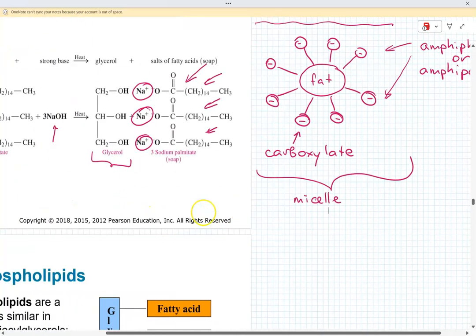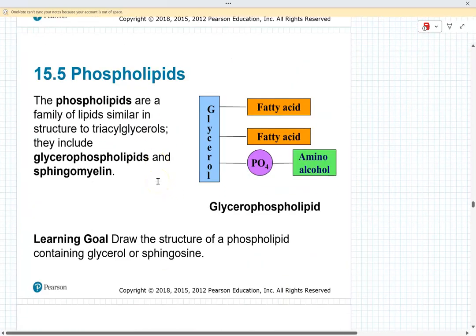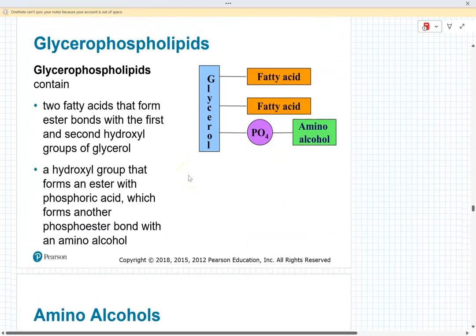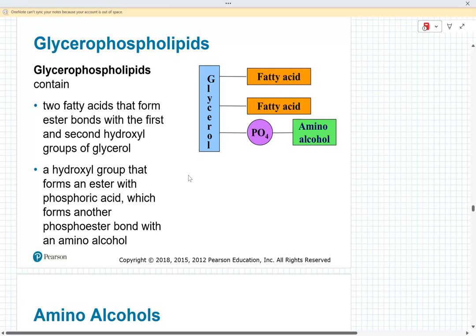Okay? Now, let's talk about another type of lipids called phospholipids. There are a couple of types of phospholipids, glycerophospholipid and sphingolipids. So the typical glycerophospholipid contains a molecule of glycerol, okay, 2 fatty acids, not 3 like triacylglycerols, phosphate group, and the alcohol with the amino group. Okay, so we're gonna take a look at the structures.